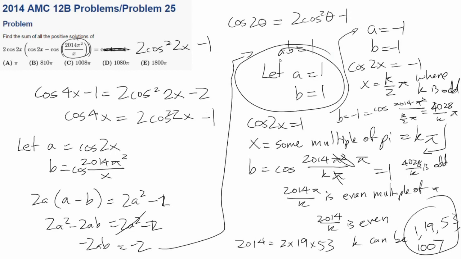So we only have this first case, and here are the solutions. If we add the solutions up, 1007 plus 19 is 1026, plus 53, plus 1, we get 1080. So the answer is D.